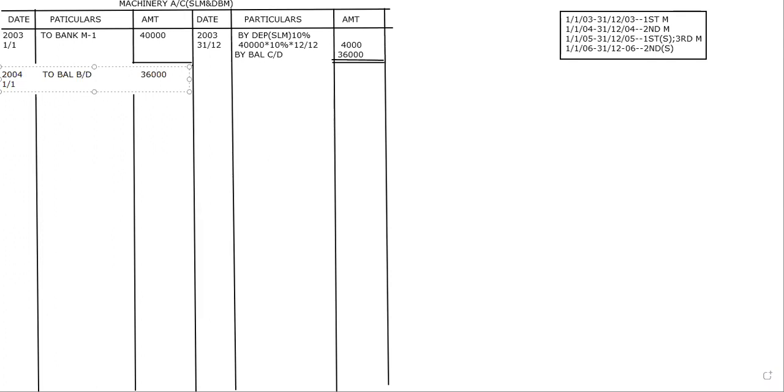Now please go to the table and check it out. Do we have anything in that second year? Did we go for any kind of adjustments in the second year? Yes, we purchased the second machinery. Now please go to the sum and check it out. Did we purchase on 1st January itself or somewhere in the mid of the year? Mid of the year, July.